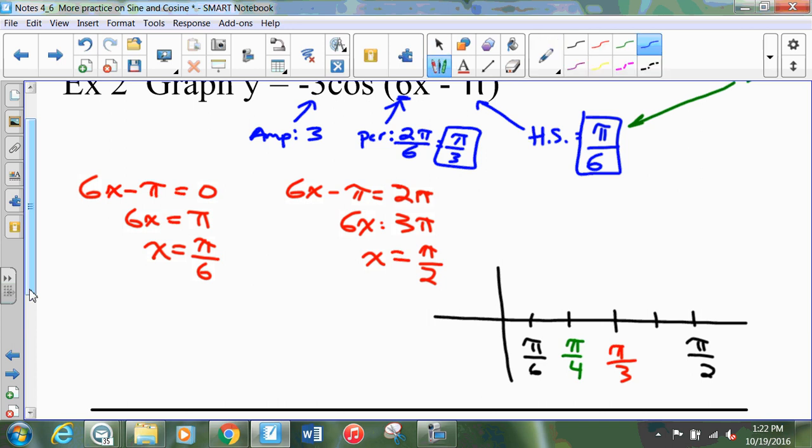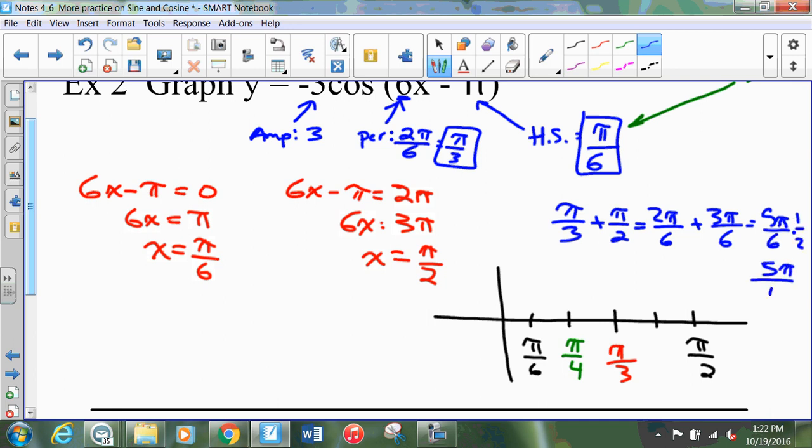All right, so then let's look at what happens when we add pi over 3 with pi over 2. We have to get the common denominator of 6. This first fraction turns into 2 pi over 6. The second fraction turns into 3 pi over 6. You add them together, you get 5 pi over 6. You multiply by the 1/2, and you get 5 pi over 12. Okay, so we have our tick marks down.